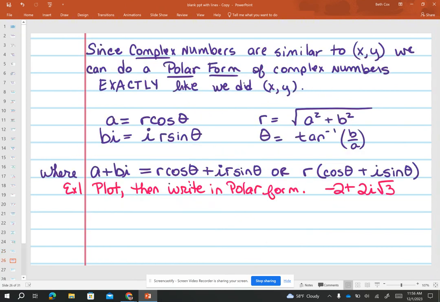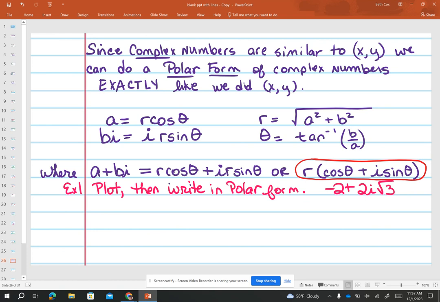So now we just learned how to take rectangulars, the x's and y's, and turn them into polar form with sines and cosines. Since the complex grid is exactly the same, we can do the same with complex numbers, and we use the same formulas. We just don't have x and y, we have a and b, and we throw that i in there. Don't ever forget your i. So a plus bi is equal to r cosine theta plus i r sine theta, or the more factored out and easier form is r times cosine theta plus i sine theta.